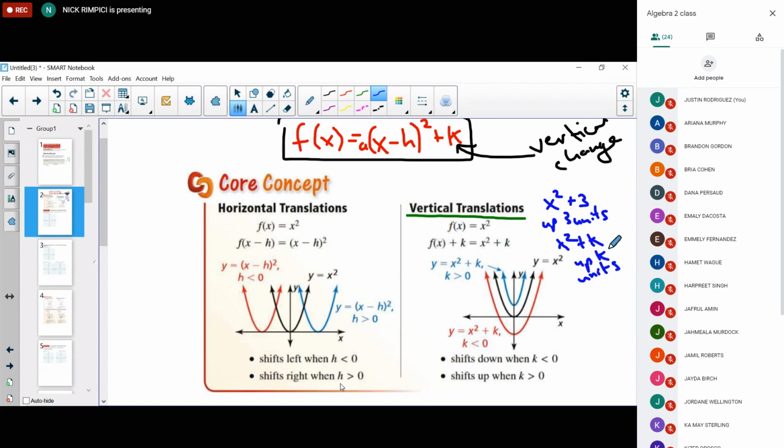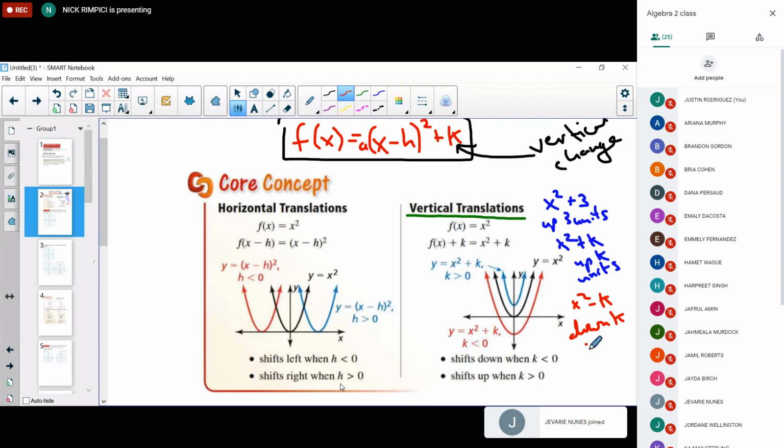Now the question becomes, what if it's minus? What if we subtract from x squared? So what if we do x squared minus k? If we subtract from x squared, it's going to push it down k units. So by making k a positive value, we move it up by that amount. By making k a negative value or subtracting, we push it down by that amount. So if I had x squared minus 5, it'd be pushing it down 5 units.